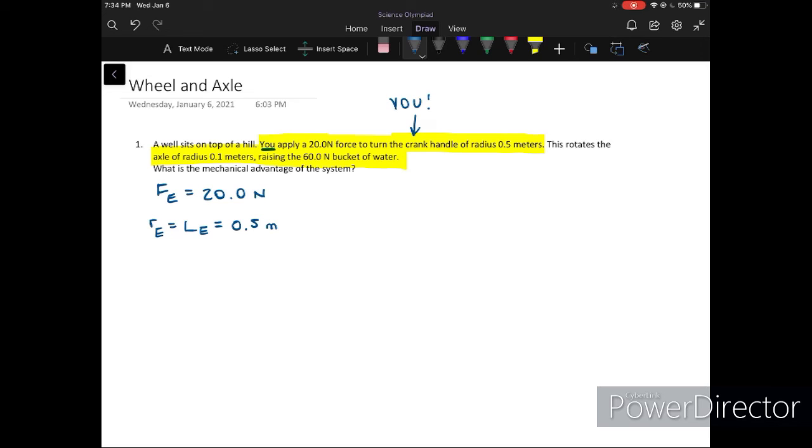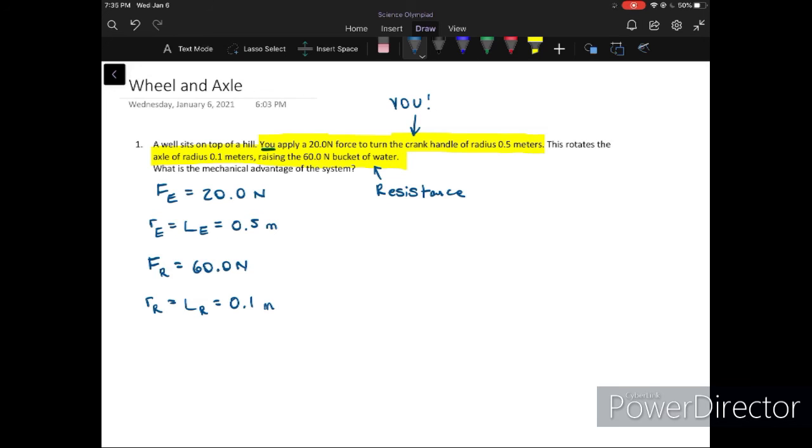Well, we can now conclude that because our effort, in this top statement here, "you", does work to move this bucket of water that is resisting, we now have our load, or our resistance. We know our force for our resistance is 60.0 newtons, and the radius of our resistance, or our length for our resistance, is equal to 0.1 meters.